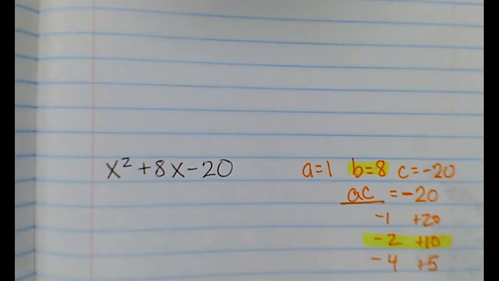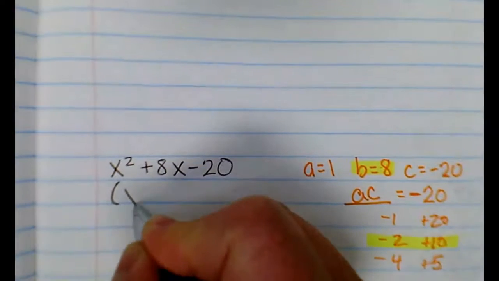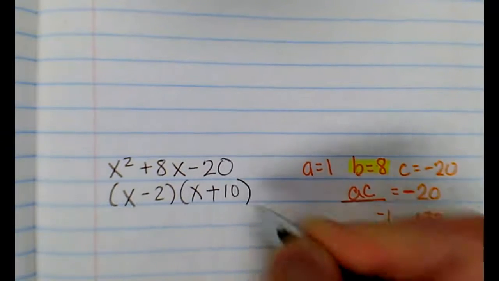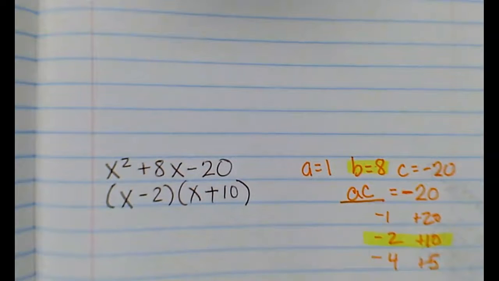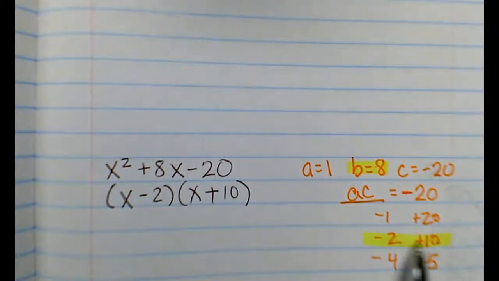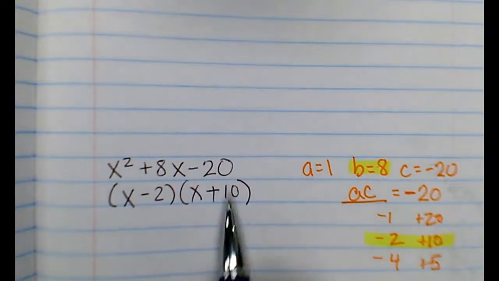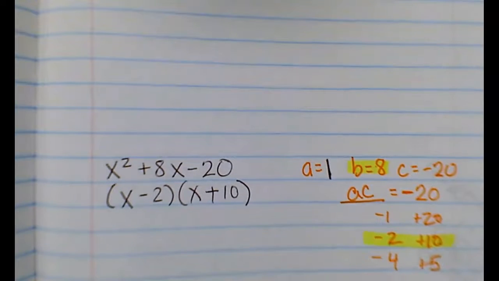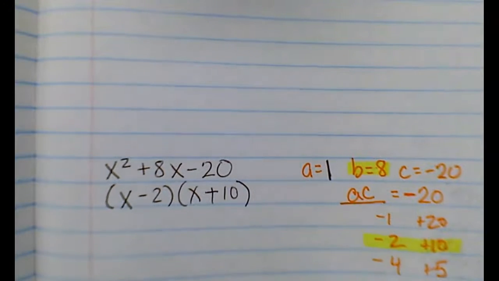If the A is 1, you are almost done. Those are the factor numbers. How could you check it? Multiply out with a box problem. Now, you can only take those two terms and those two numbers and change them into factors if the A is equal to 1. If the A is not equal to 1, it's a little bit more complicated.